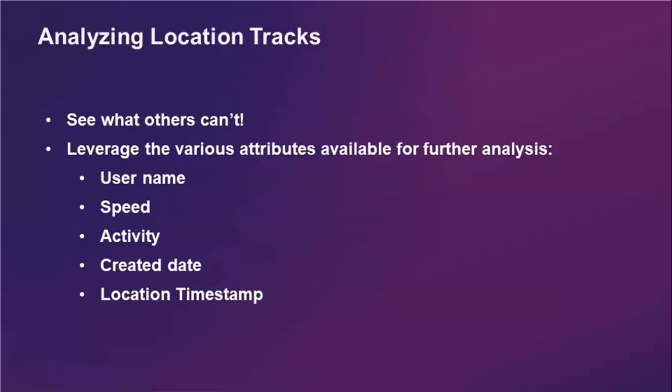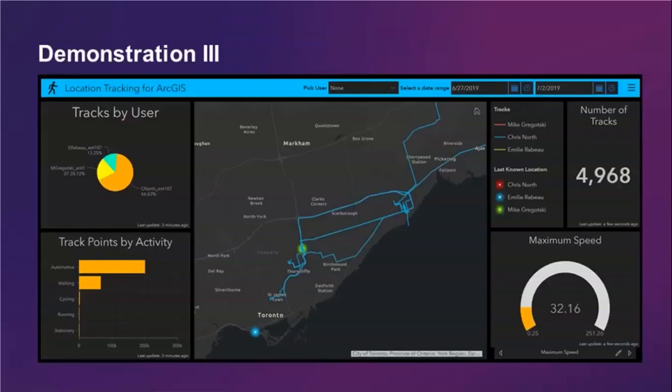So some of the most useful attributes that will yield us a more comprehensive story are username, speed, activity, created date, and location timestamp. I fed these attributes into our operations dashboard to give us a better understanding of what's going on with these tracks. So let's go take a look.